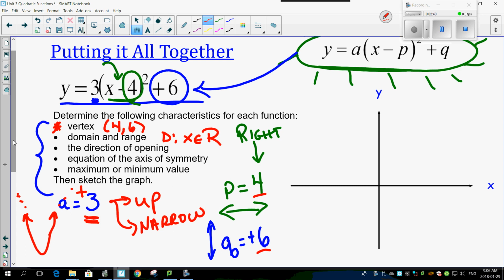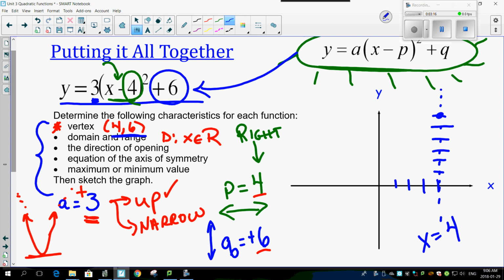The range is based on this guy, so before I do the range, I'm going to go to the next question. We're going to answer a couple more questions, and I'll get back to the range. Direction of opening, we already said up. Equation of the axis of symmetry. Do you remember this? Axis of symmetry, if that is the vertex, right? We can start drawing this on our graph right now. 1, 2, 3, 4. 1, 2, 3, 4, 5, 6. We know it's going to be here. Axis of symmetry goes right through the x-axis. So our axis of symmetry is x equals 4.